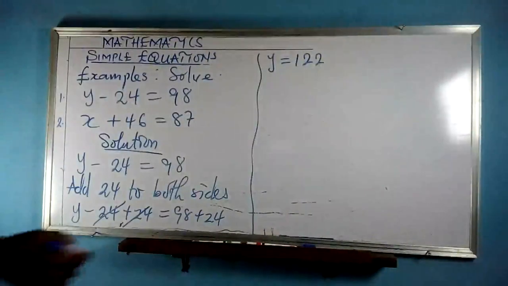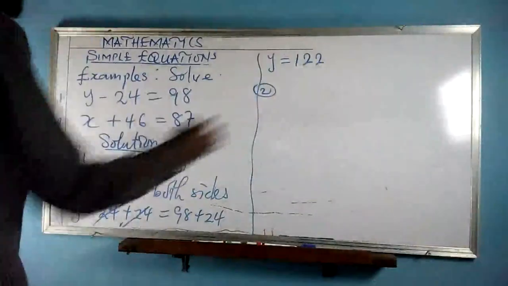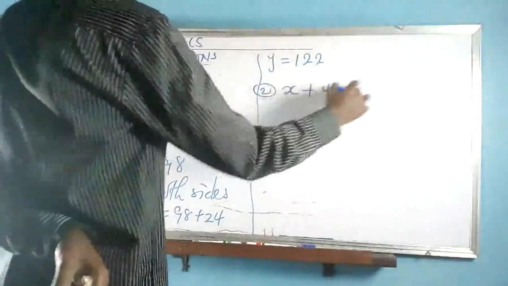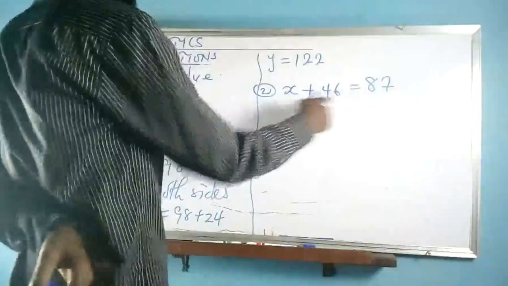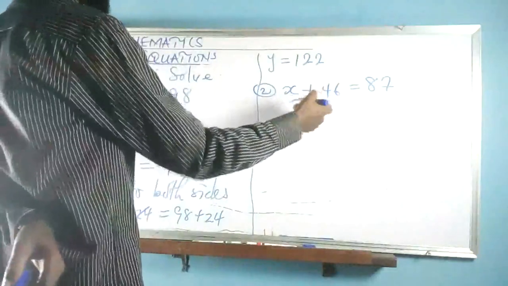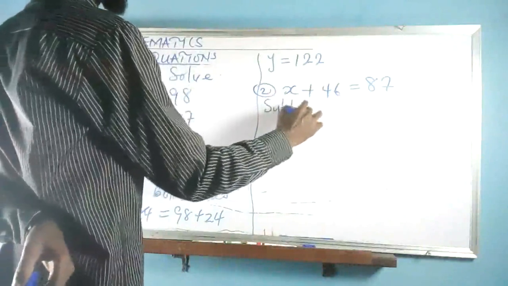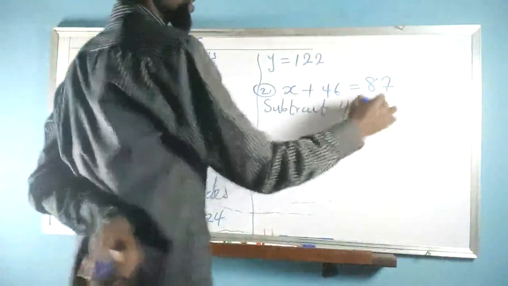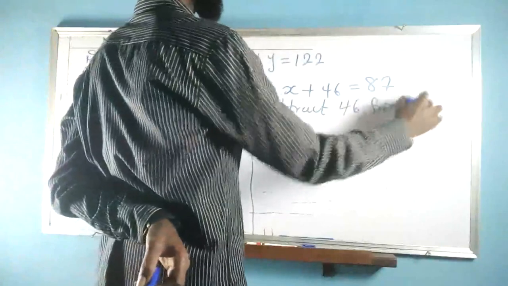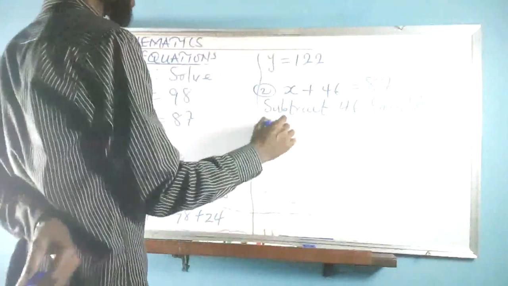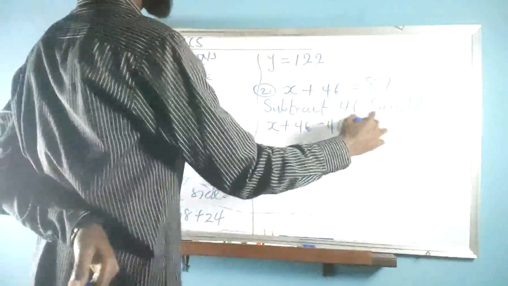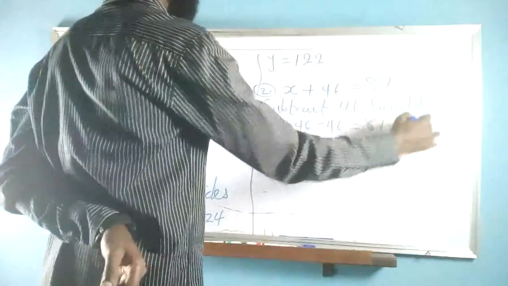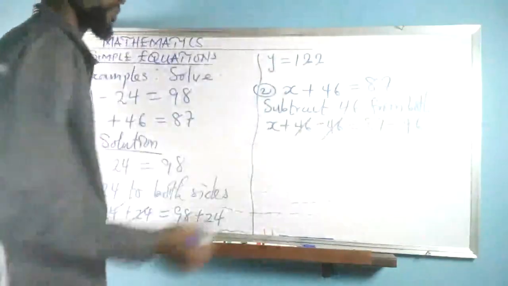Do you get that? So let's look at example number 2 here. We have x plus 46 equals 87. Do you see that? This is plus 46, which means to get the balance we have to subtract 46 from both sides. Don't forget you have to use the opposite. I will explain that when we are doing the shortcut form of it. So we have x plus 46 minus 46 equals 87 minus 46.